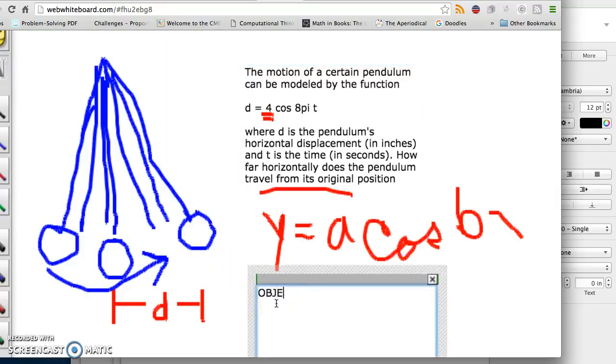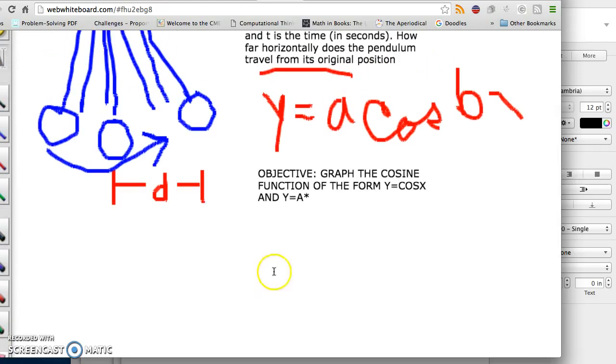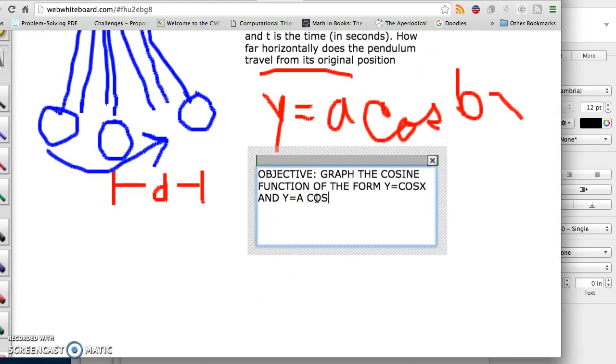This is a video about graphing. The objective is to graph the cosine function of the form y equals a times cosine bx. Y equals cosine x is the parent function, and variations on it can be made using a multiplier in front of the whole thing, and a multiplier in front of just the x, the thing that we're finding the cosine of.